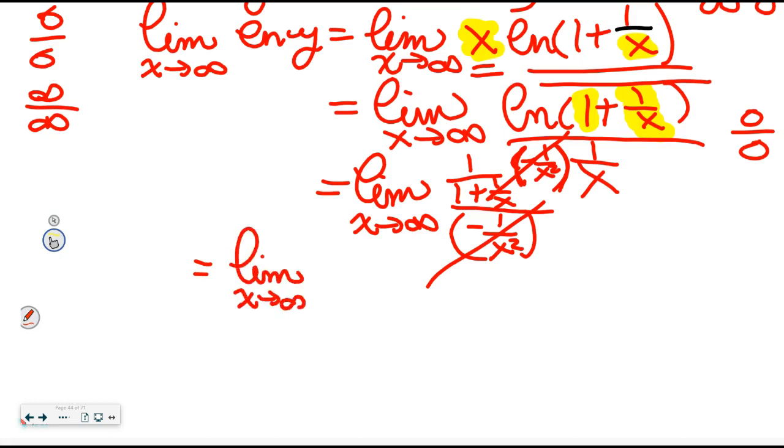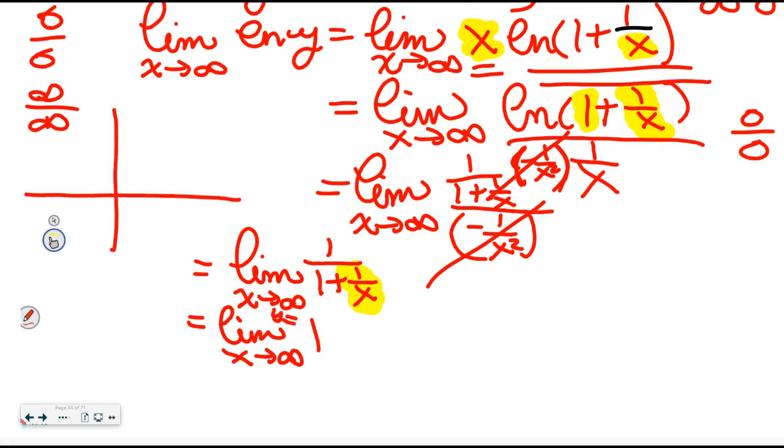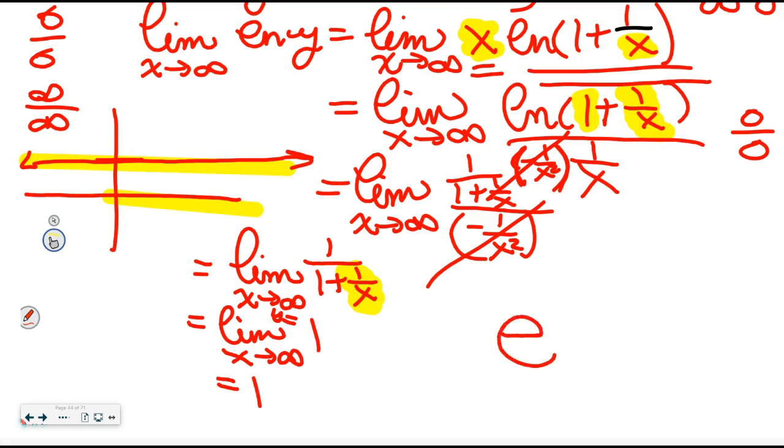I'm now approaching infinity of a nice, simple quotient, right? So when I take this limit, what's this going to go to? 0. And what's the limit as x approaches anything of any constant? Remember, this is the function y equals 1, and I'm going to infinity. What's the limit? 1. This is 1. That's not your answer. Your answer is e. This is the definition of e.